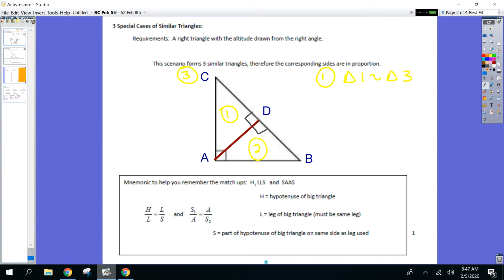I want to know why they're similar. What was the main way we had last unit proving triangles similar? Angle, angle. Everyone agree, angle, angle. So here you go, Dylan. Name a pair of angles that are congruent in triangle 1 and triangle 3. Yes, triangle 1 and triangle 3. Name a pair of angles that are congruent in both. The right angles. Everyone see, both triangles have right angles.